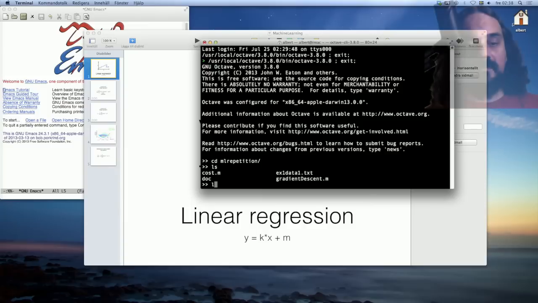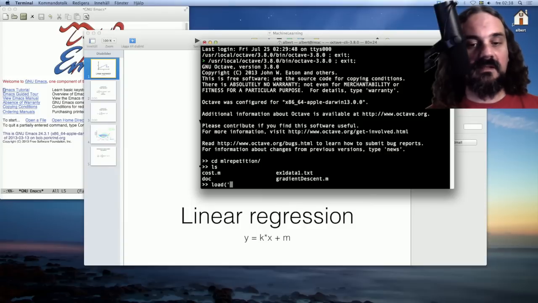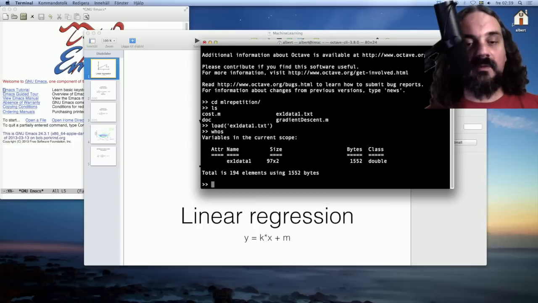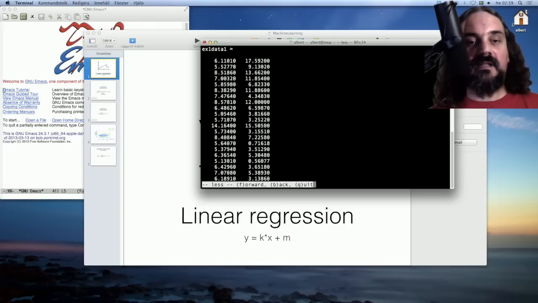So here we can load some example data. Here we have some example data, 97 rows and 2 columns. Let's look at it. So I don't really know what it is. It's x values here and y values here. So let's look at it. Do a scatter plot.